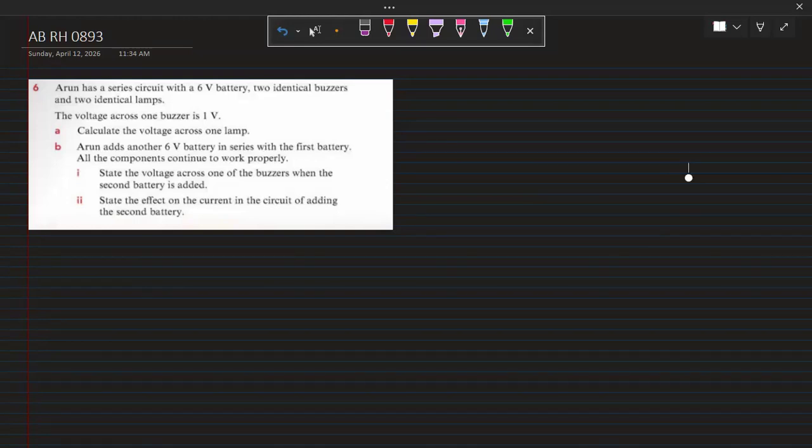So right now you can see the question says Arun has a series circuit with a 6-volt battery, two identical buzzers, and two identical lamps. Since the connection given in the question is series, the two identical buzzers and two identical lamps are connected in series with a battery of 6 volt. That means EMF is 6 volt. The voltage across one buzzer is 1 volt. Calculate the voltage across one lamp.